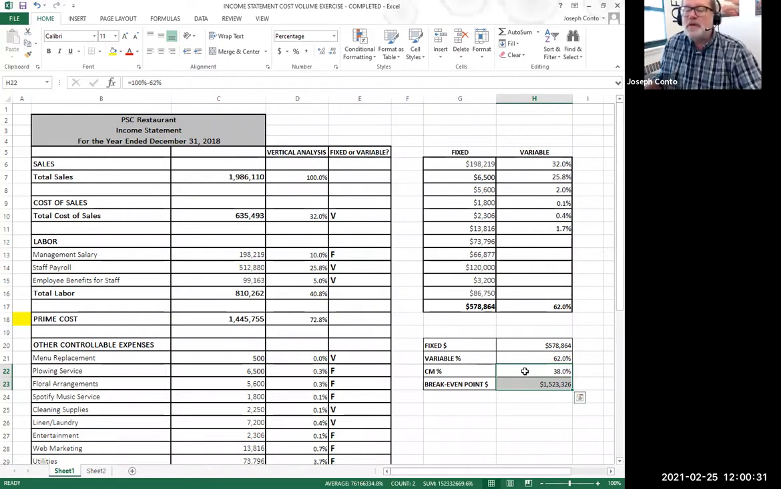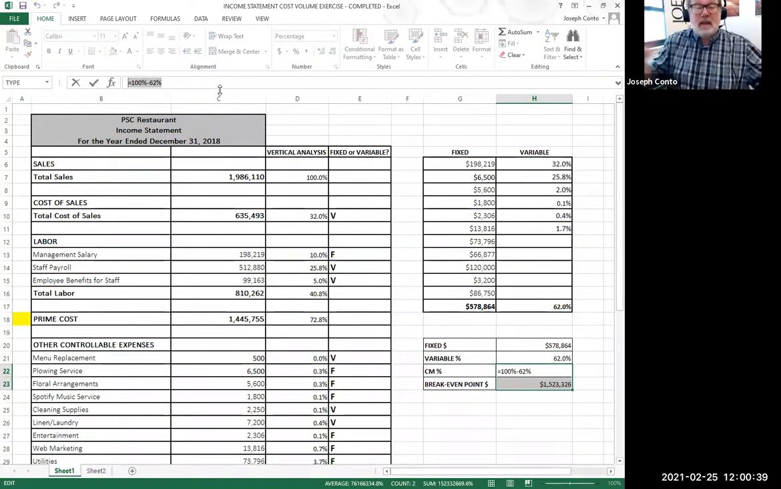And then our contribution margin percentage. That is simply, and take a look up here in the formula line, you can see what the formula is. It's 100%, meaning my total sales, minus my variable cost percentage. But to put it in here, notice how I put it in: 100% minus 62%. I actually included the percent signs, right?